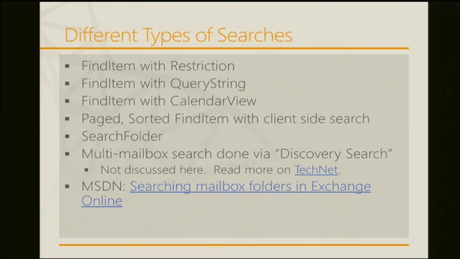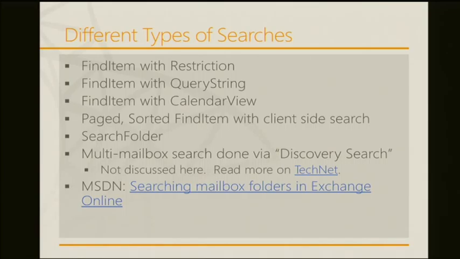There's another type of search that we have in Exchange 2010 and later and in Exchange Online, which is a multi-mailbox search. So you're doing a discovery search across every mailbox in an organization. We're not going to talk about that here. That's done via PowerShell. It's discussed on TechNet. It's called a discovery search. You can initiate that, and then the results are brought back into what's called a discovery mailbox. And then you can access that mailbox with EWS. So read more if you're interested in this TechNet link. Look for information on discovery search.